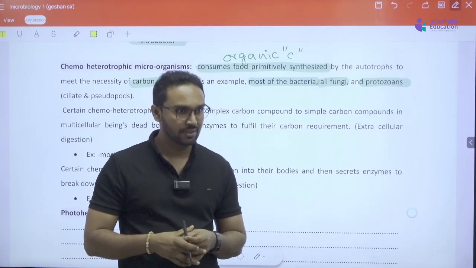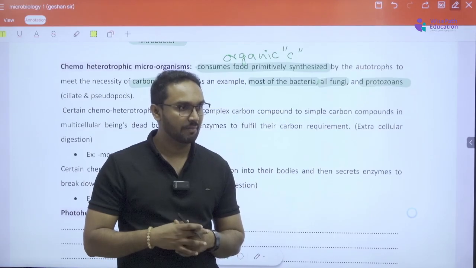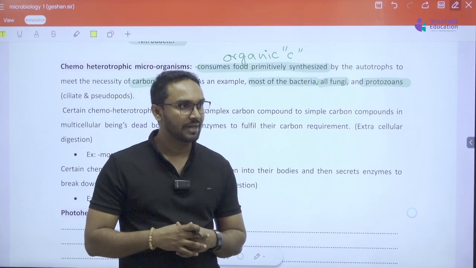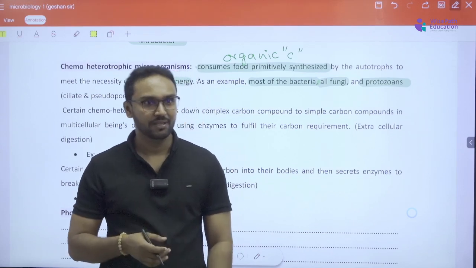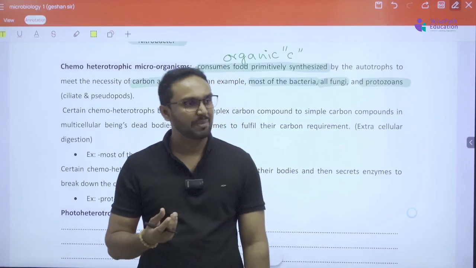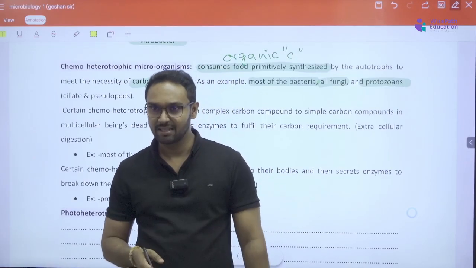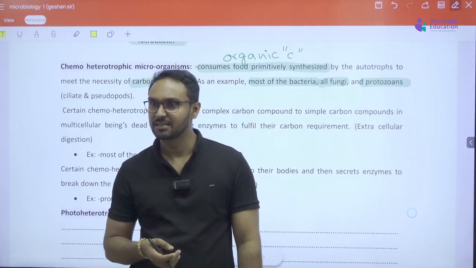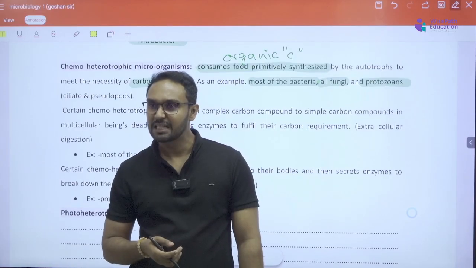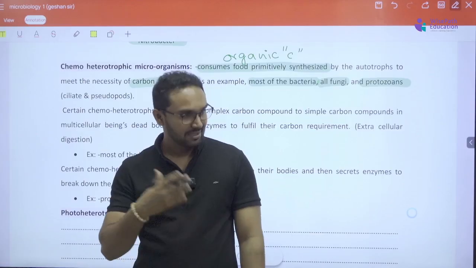Now if you have noticed, when you kept cooked rice for a long time, what happens to the physical appearance of it? It becomes slimy. Why does it become slimy? Because of the extracellular digestion. Because the digestion happens out of the cell.